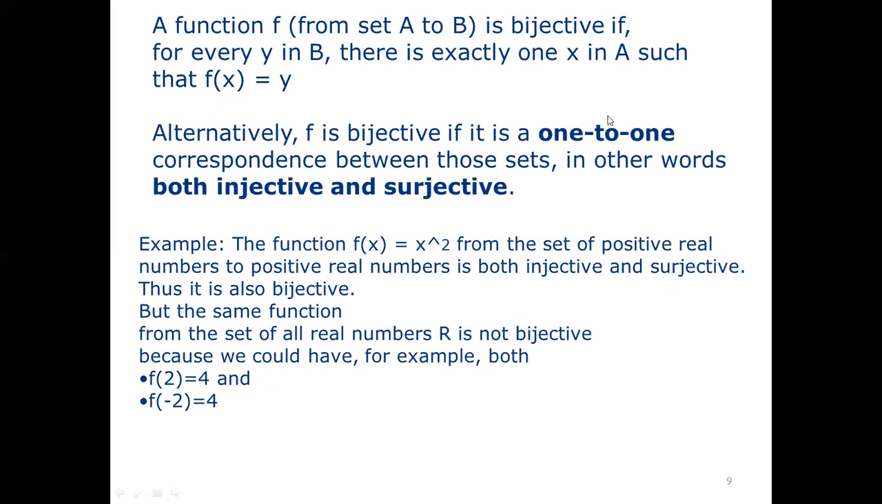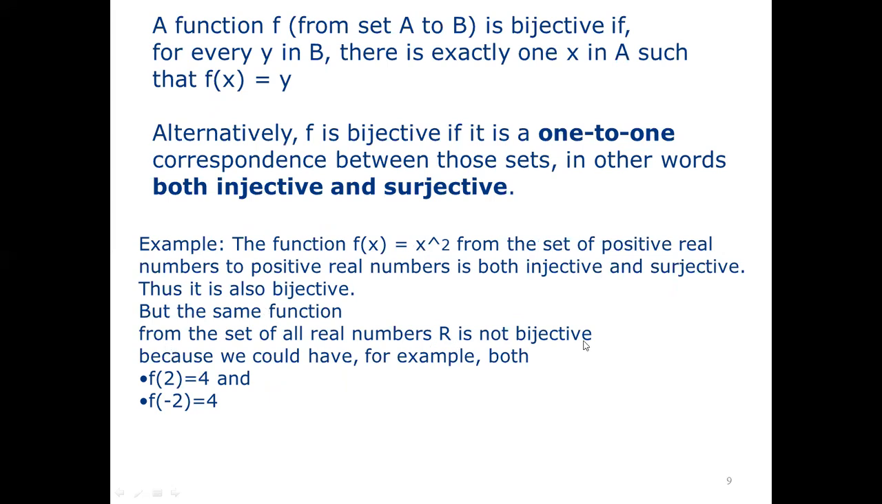So it is a one-to-one function, you can say, which is both injective and surjective. An example is, suppose f of x is x squared, then f of 2 is 4 and f of minus 2 is 4. So this is an example. Now this is from the set of all real numbers.